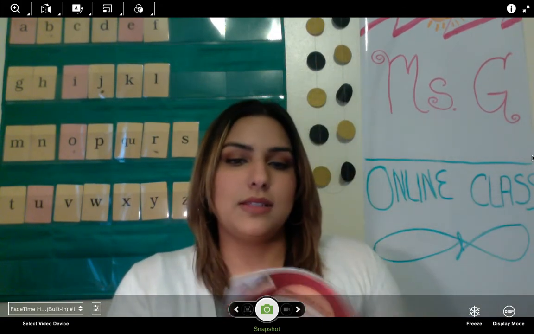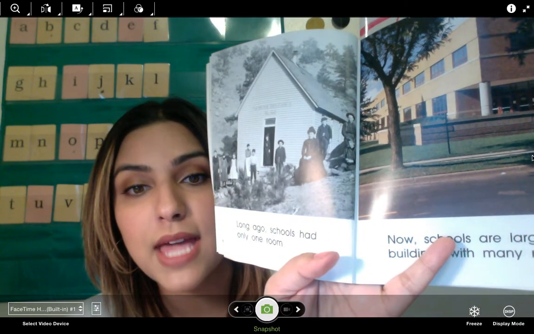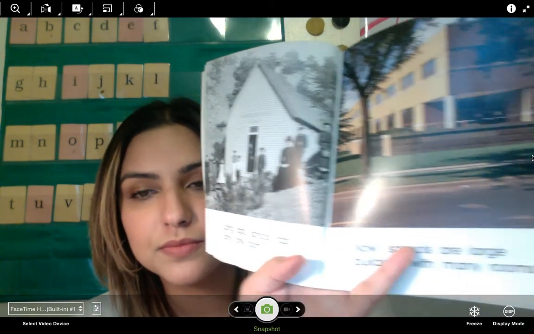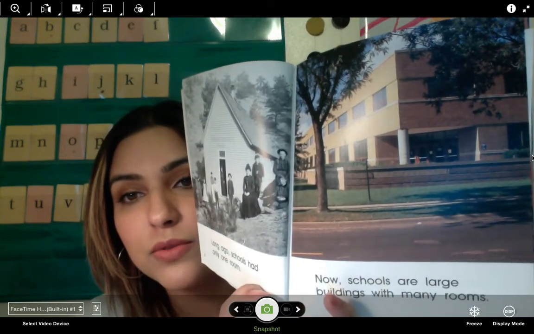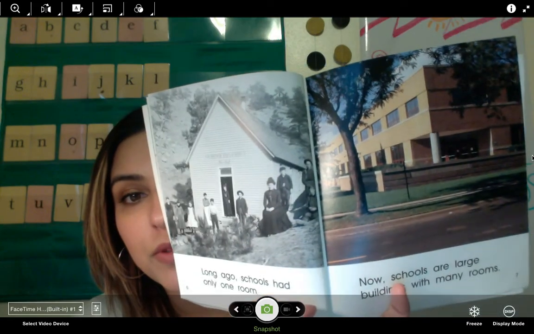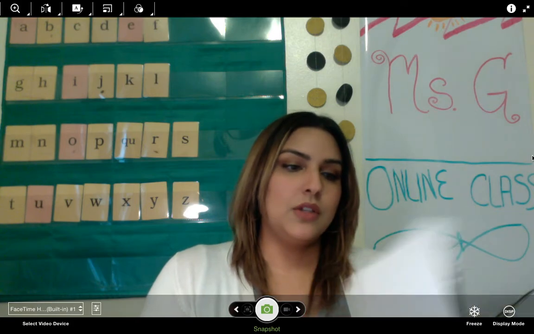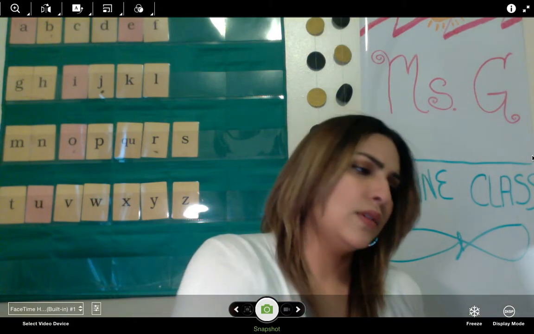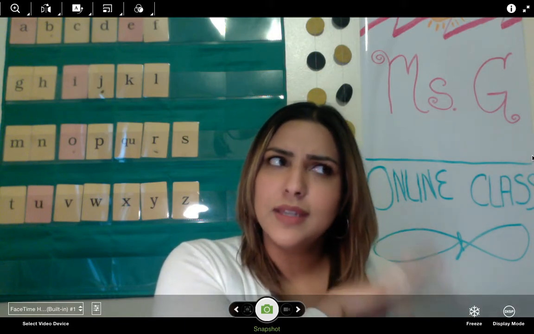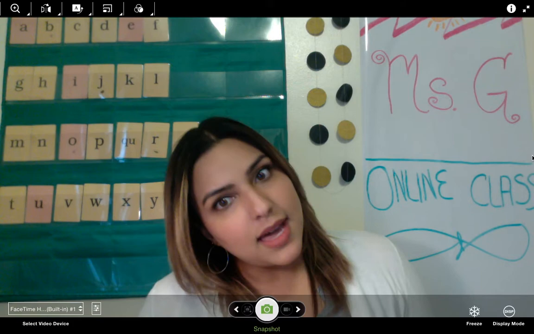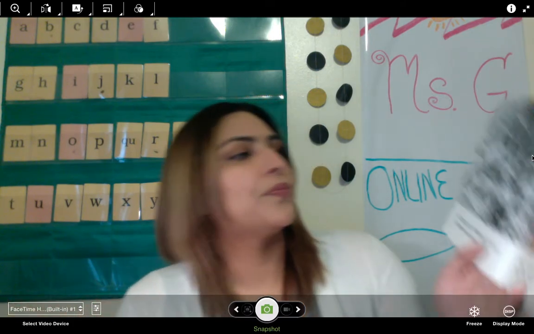And let's go on to the next page. Long ago, schools had only one room. Now schools are large buildings with many rooms. Remember that? Look at those pictures. So I want you thinking about that now. Long ago, schools were only in one room and people had to walk. Now we don't have to walk and we have more than one room.